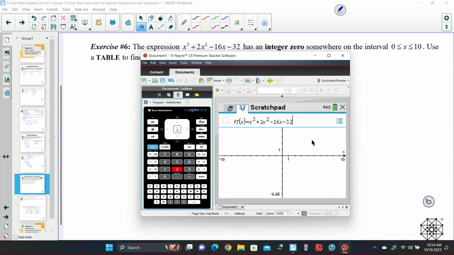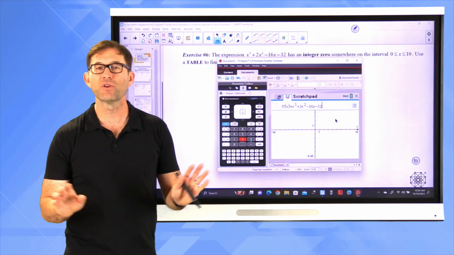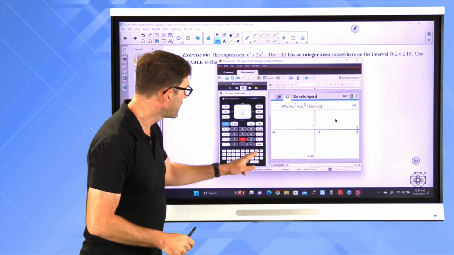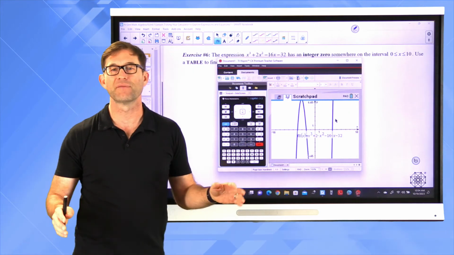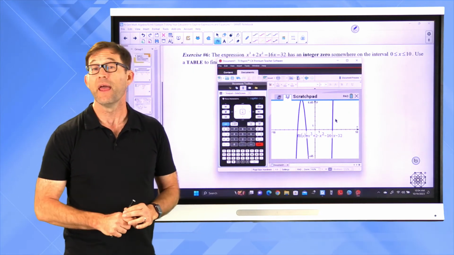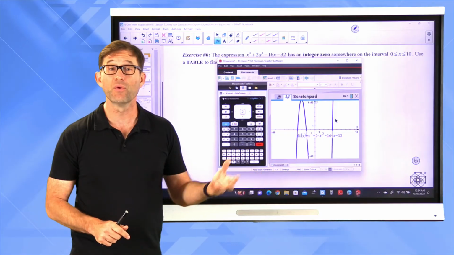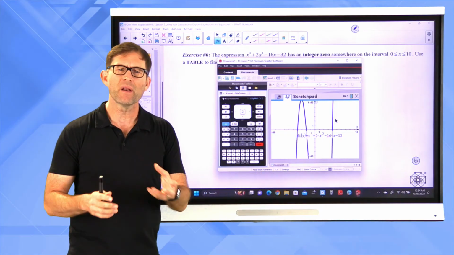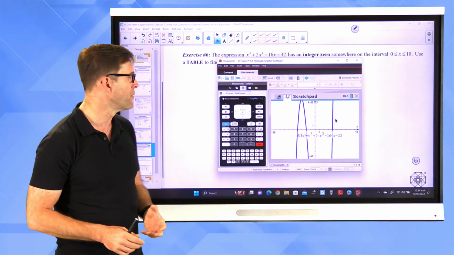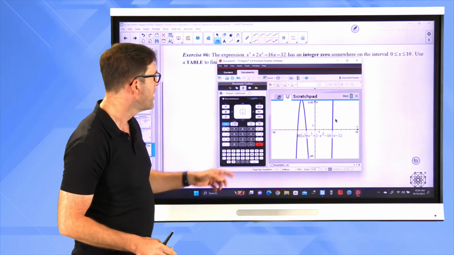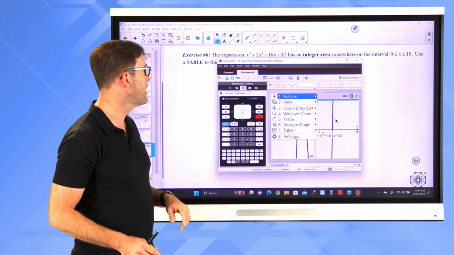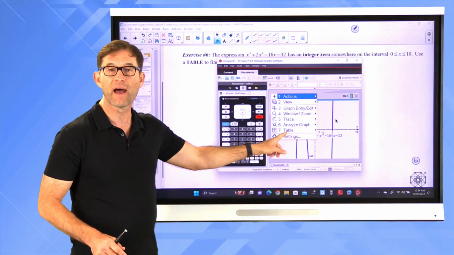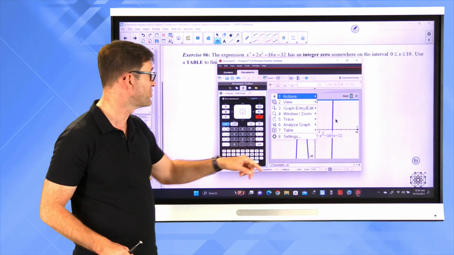But I've got my function. I've typed it all in. I'm going to hit enter, and yeah, it graphs it. Awesome, whatever. And maybe even by looking at the graph, you can figure out what the 0 is. But I want to talk more extensively about tables rather than just zeros. One way to get the table is by hitting the menu command and simply going down to option 7, which is table.